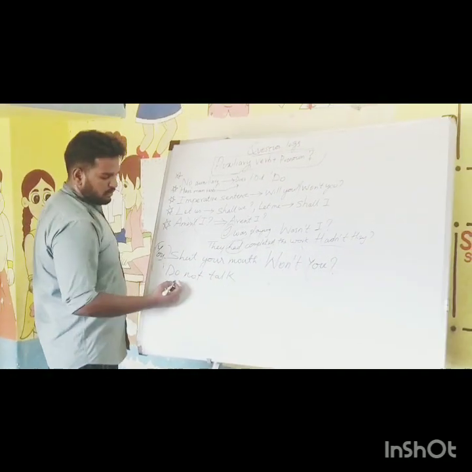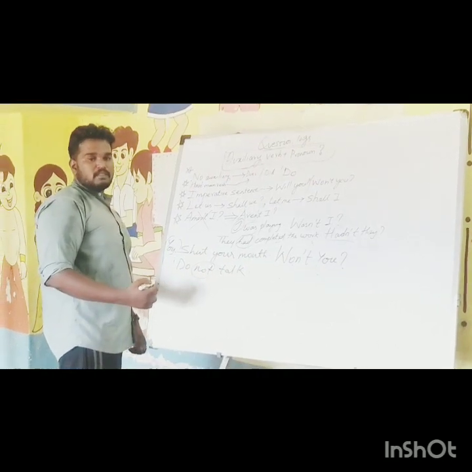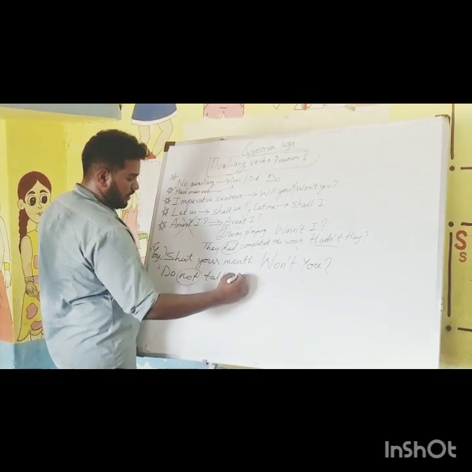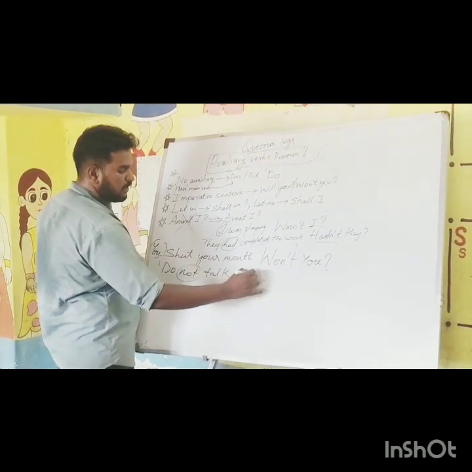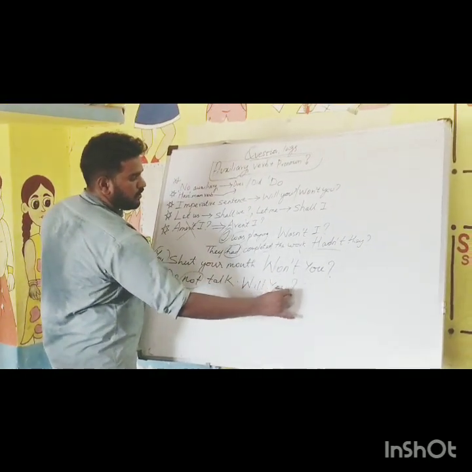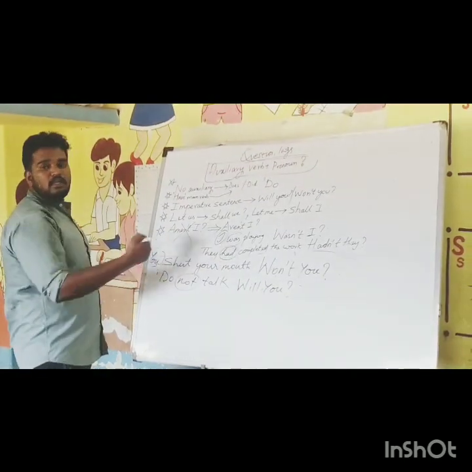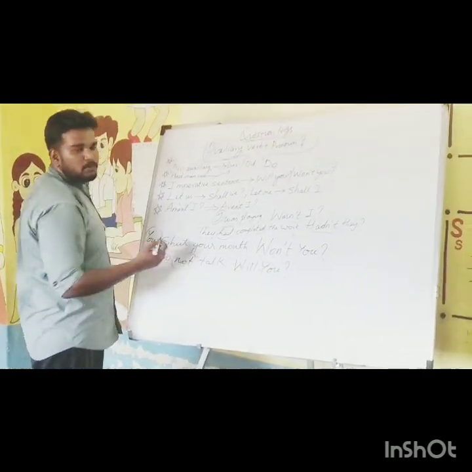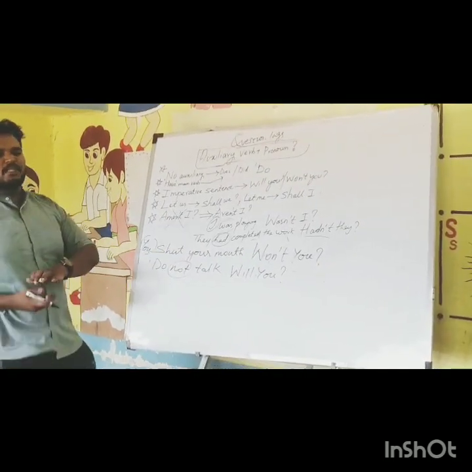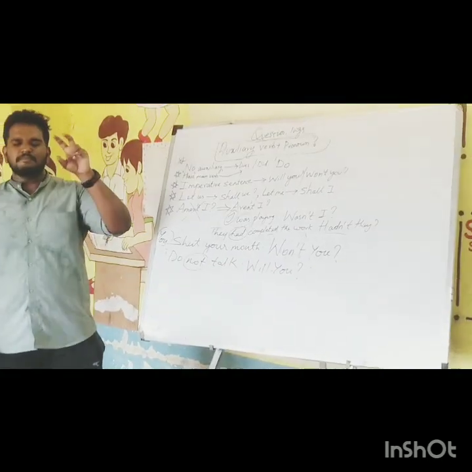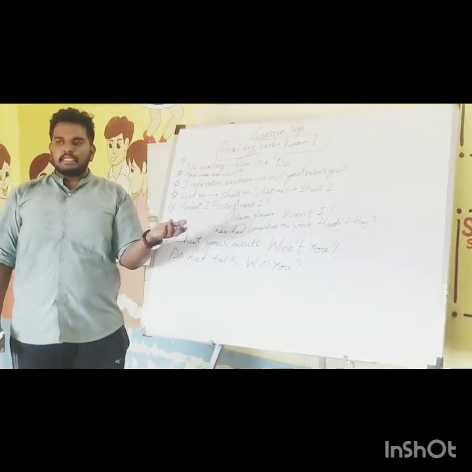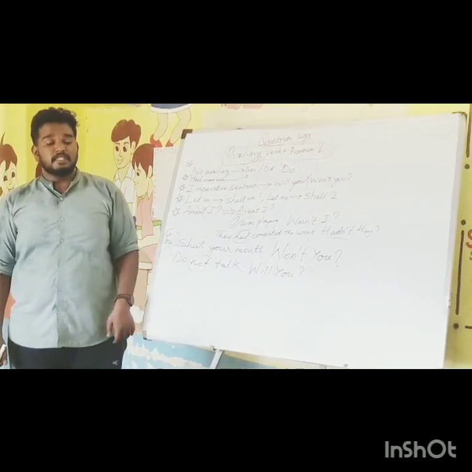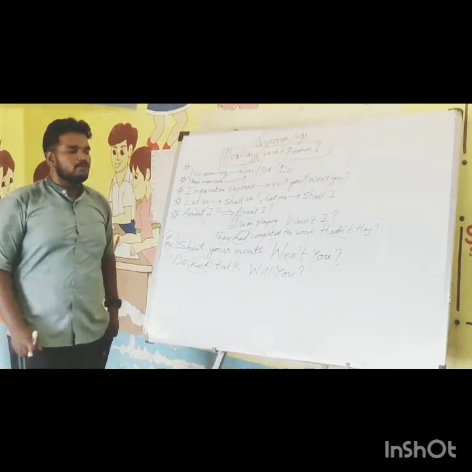So do not talk. It is a statement. Not is coming. So it is a negative statement. You have to write a positive tag. What is that? Will you. Do not talk, will you. Why? This is a negative statement. You have to make a positive tag. So this is the case with imperative sentences. If a positive imperative sentence is coming, you have to go for won't you. If a negative imperative sentence is coming, you have to go for will you.